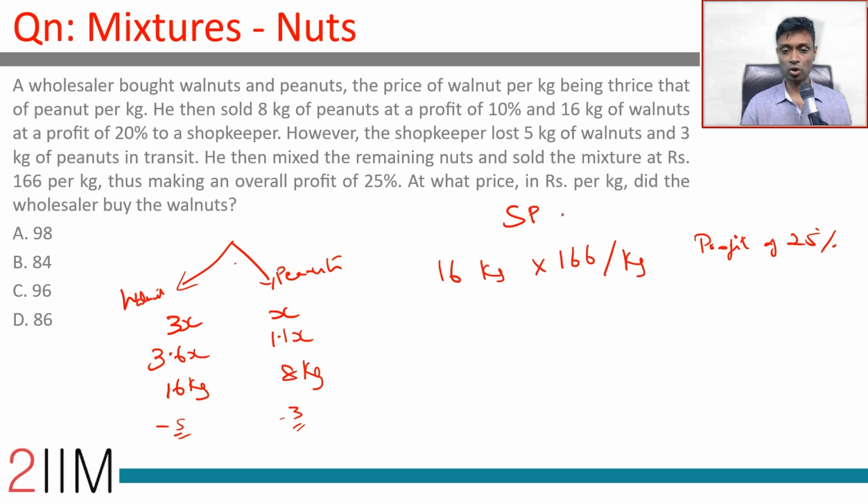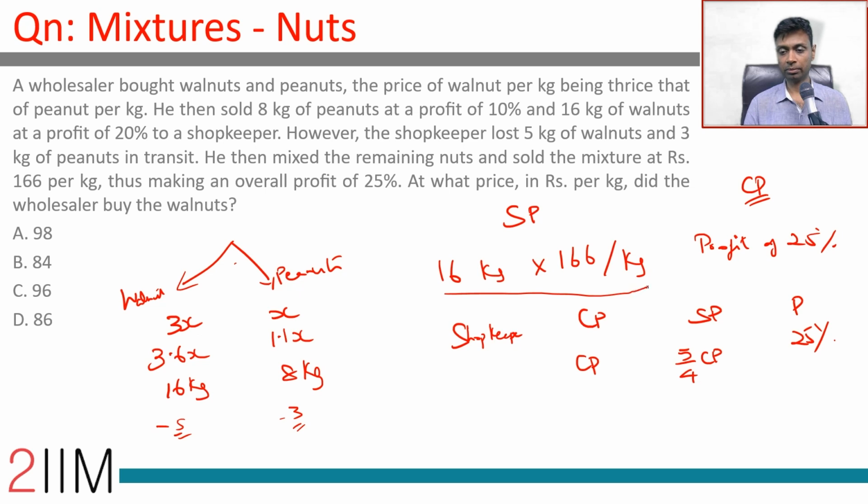There should have been some cost price. I'm talking about the transaction of the shopkeeper. For the shopkeeper, there is some cost price and some selling price. Profit of 25%. Selling price is this. If cost price were CP, then selling price is 5 by 4 CP. 5 by 4 CP is this number. What is cost price? Cost price is how much he spends in buying this. He buys 16 kilograms at 3.6x, 8 kilograms at 1.1x.